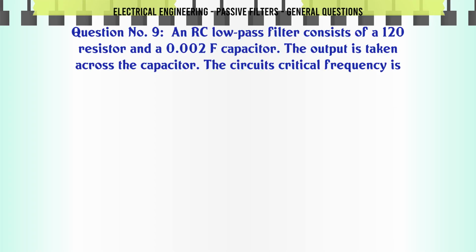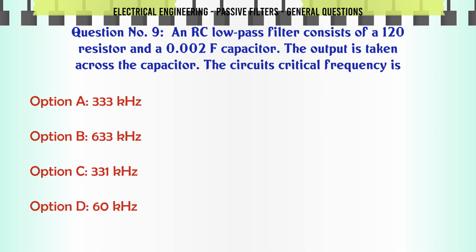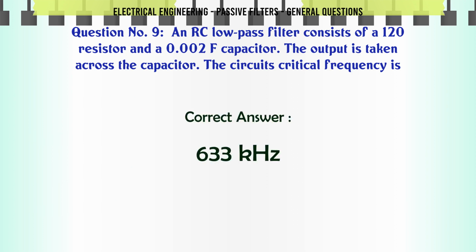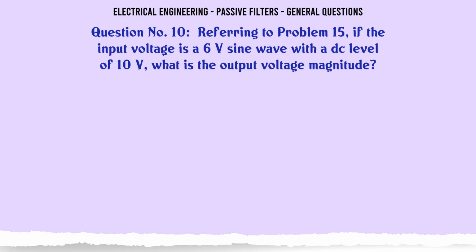An RC low-pass filter consists of a 120 Ω resistor and a 0.002 µF capacitor. The output is taken across the capacitor. The circuit's critical frequency is: A, 333 kHz; B, 633 kHz; C, 331 kHz; D, 60 kHz. The correct answer is 633 kHz.